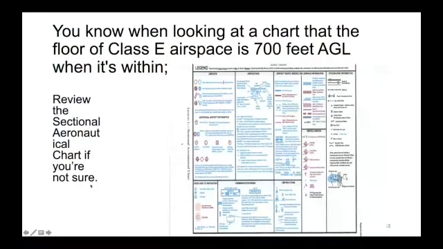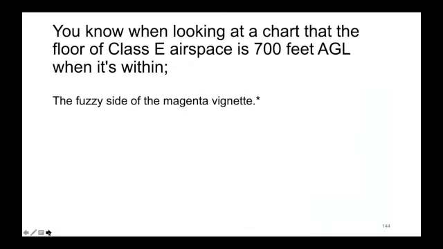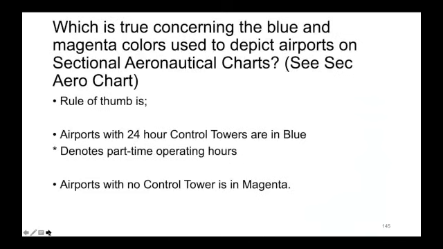So, know when you're looking at your charts, the floor of that Class E airspace is going to be 700 feet AGL. And know that as a drone pilot, you can fly in Class E Echo airspace if you're within that shaded magenta color. You can fly without any issues. Fuzzy side is another name for it, the fuzzy side of the magenta.